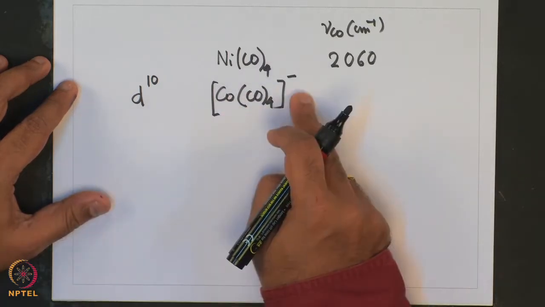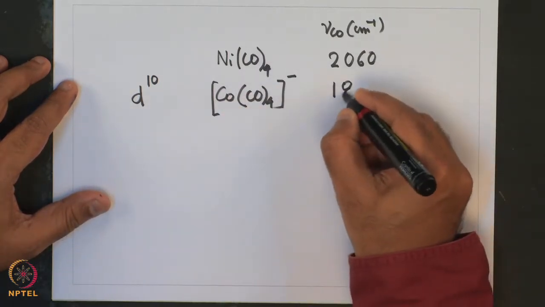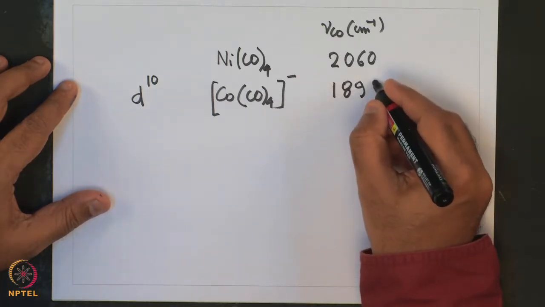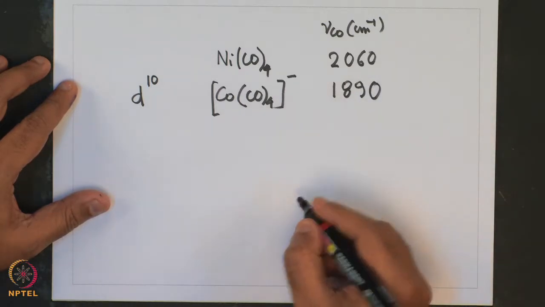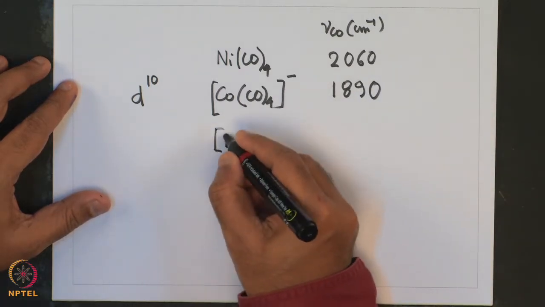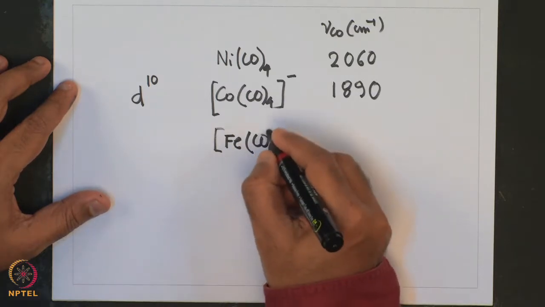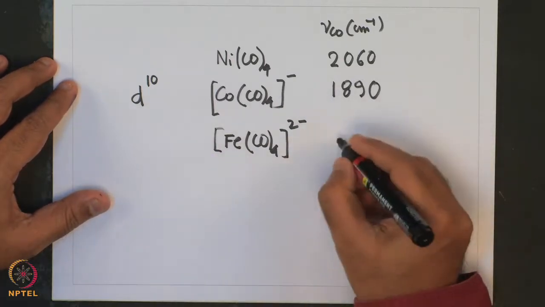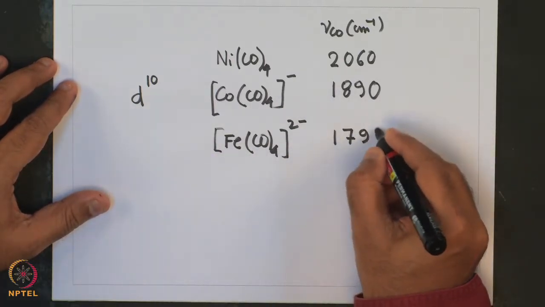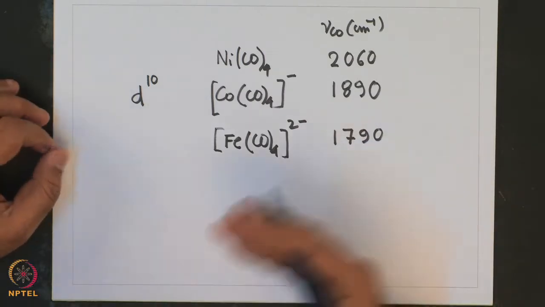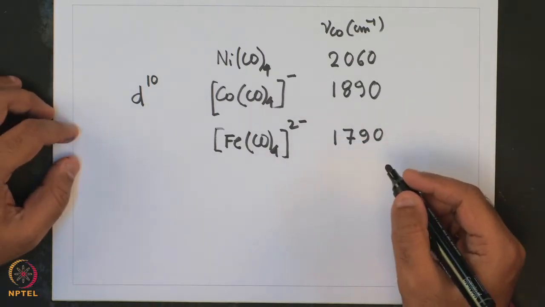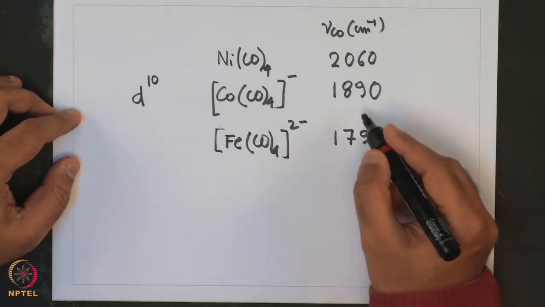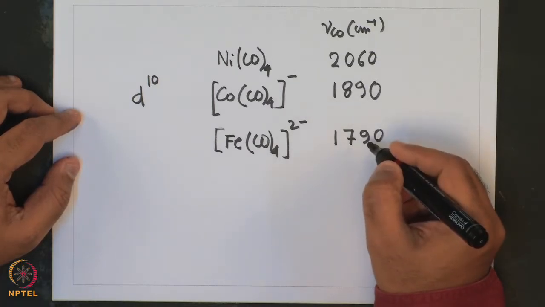Now, this being monoanionic, the metal is more electron rich, and the nu CO has further decreased because of extensive back donation to 1890. Then iron tetracarbonyl 2 minus, which again is a D10 system, is dianionic and goes even further to 1790. So, as the metal center is more electron rich, the metal to CO pi star back donation increases. As a result, the CO stretching frequency decreases.